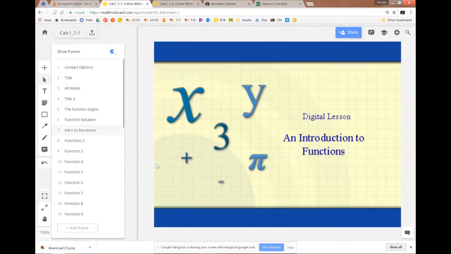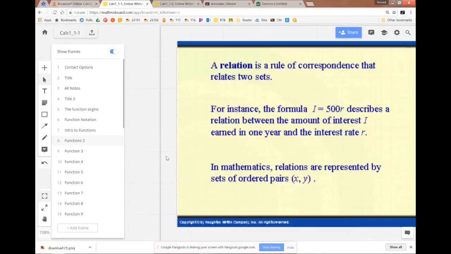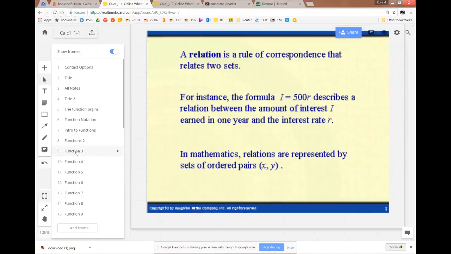I don't normally use slides, but here are some slides to get us going. An introduction to functions. So first of all, the difference between a relation and a function. In a relation, I mean, there's nothing special going on. One is linked to the other. A relation, anything fits a relation. But not anything fits a function.